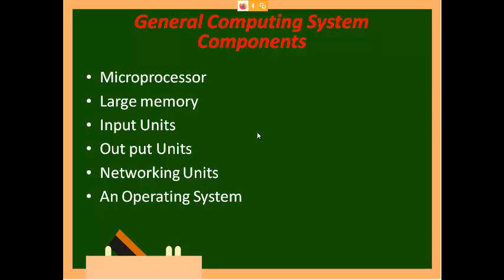Similarly, for an embedded system, what you want is a memory. Whether large memory or small memory depends upon the application. If it is a small application, you require a low amount of memory. If it is a very large application, you require more memory.